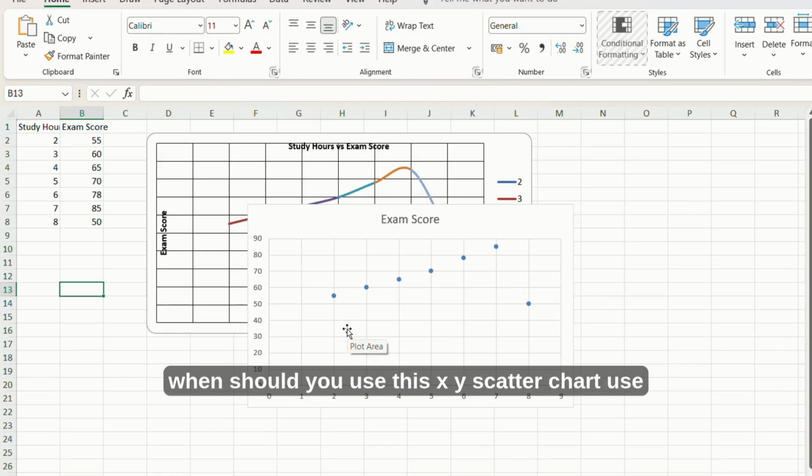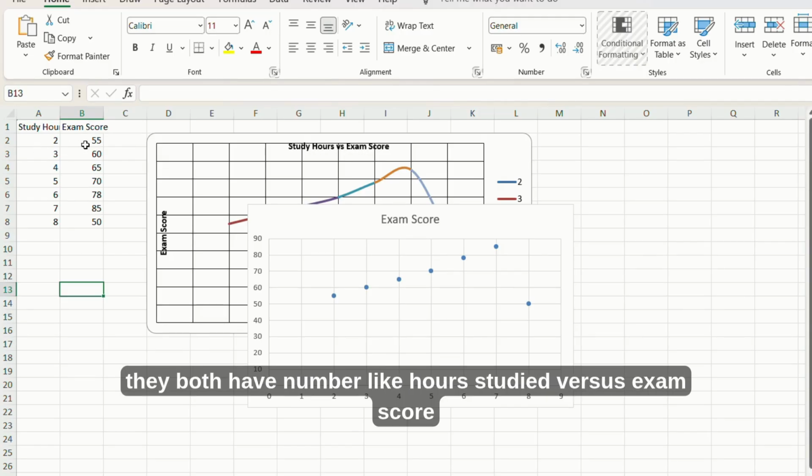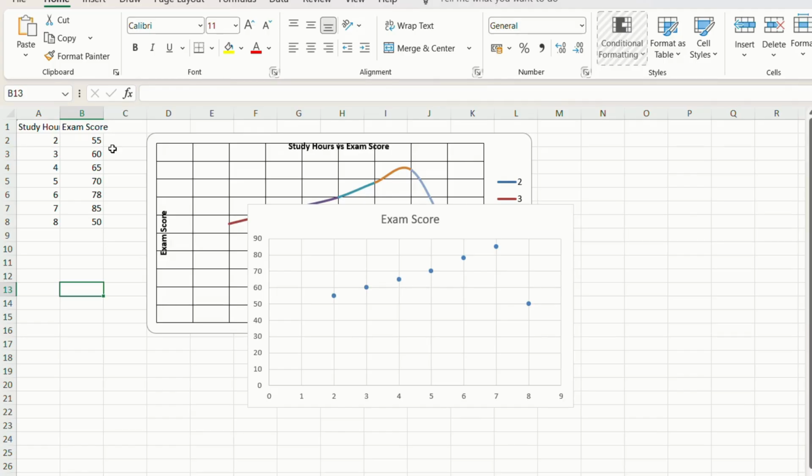So when should you use this XY scatter chart? Use it when both variables are numbers, one is our study hours, one is our exam score, like hours studied versus exam score, advertising cost versus sales, temperature versus ice cream sales, exercise versus calories burned.